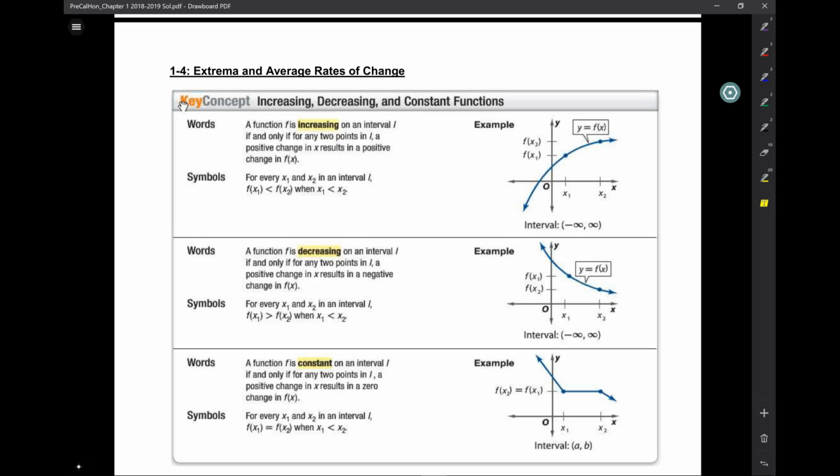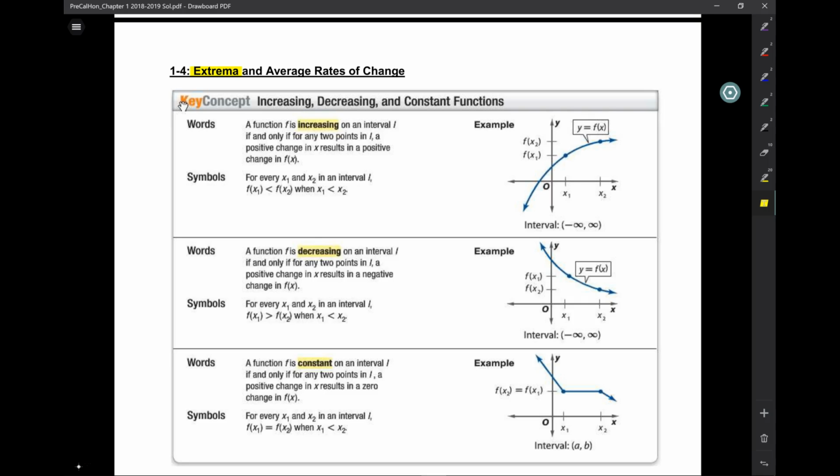Let's do extrema and average rates of change. First and foremost, we're going to talk about extrema. When we use the word extrema, it does have the meaning of extreme. So either extremely high or extremely low, basically the very, very highest or the very, very lowest. So the extreme points on a graph.